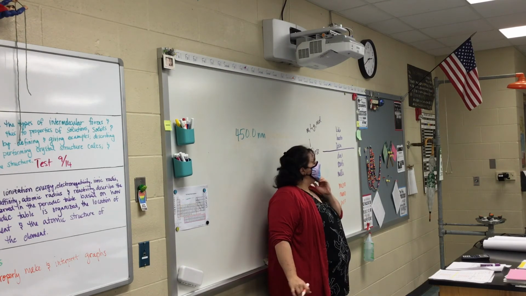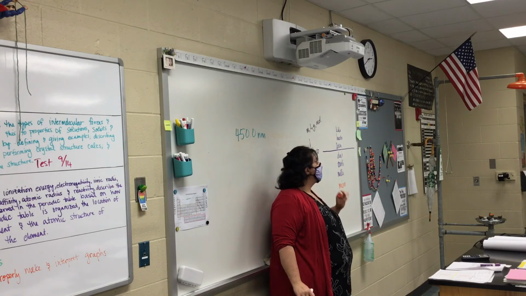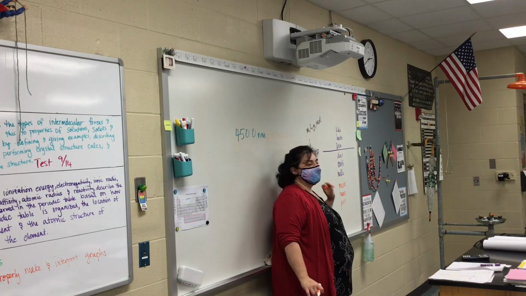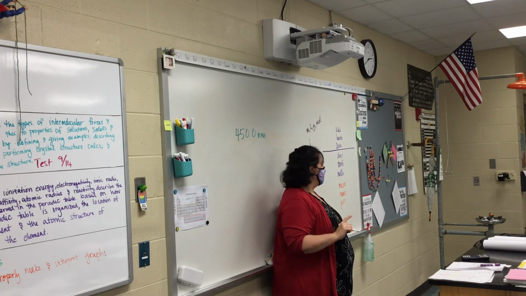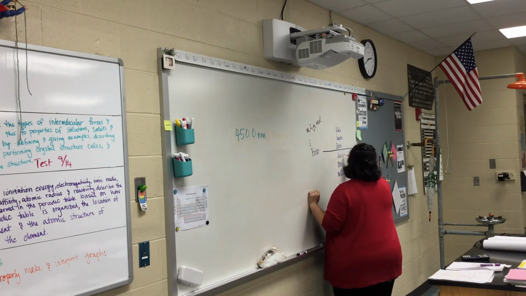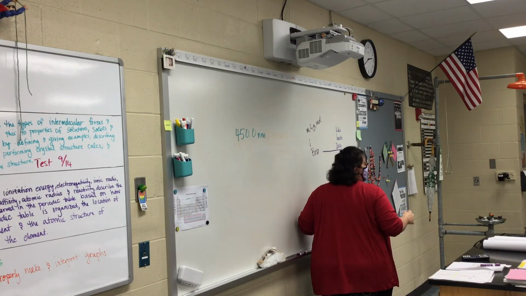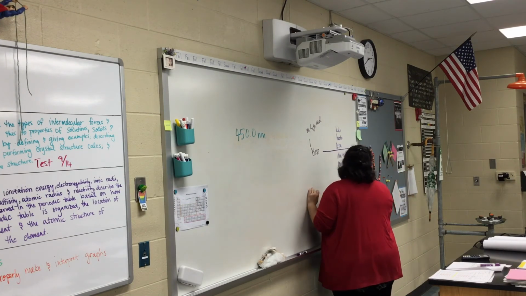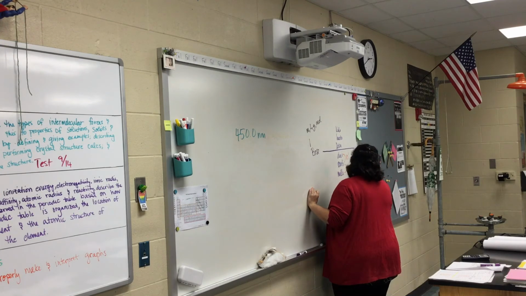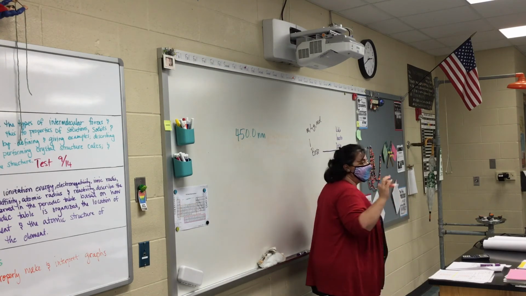Here's the problem. Deci, centi, milli, those all jump by a power of 10. So in order to go from deci to centi, we have to multiply or divide by 10. 10 to the first, right? Centi to milli, it's a jump of 10 to the first. So we're either multiplying or dividing by 10.